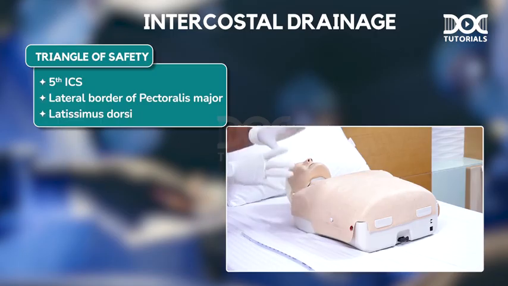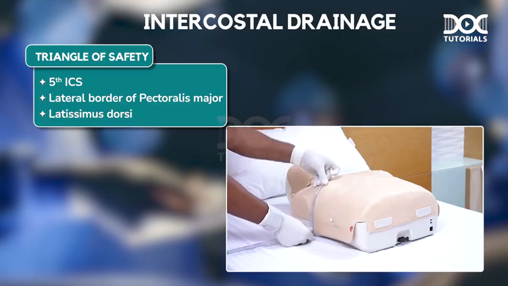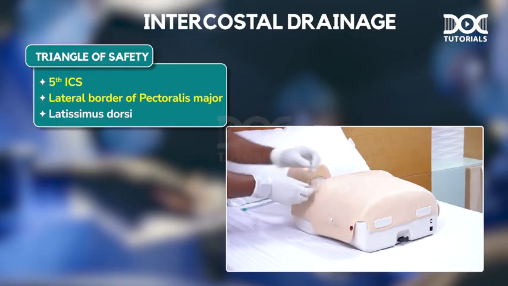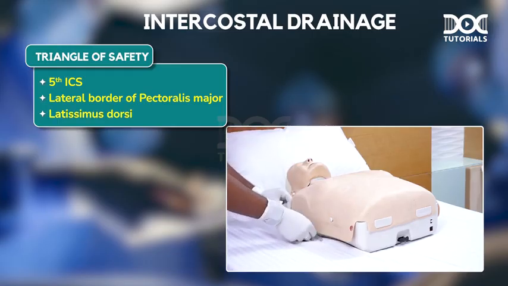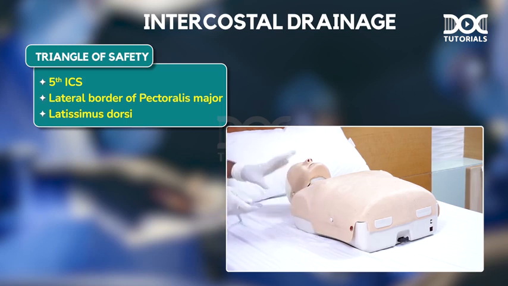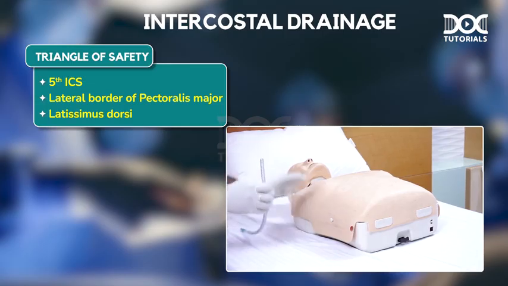So don't forget the three boundaries of the safety triangle of intercostal tube insertion. One boundary is at the level of the nipple, fifth intercostal space. Another at the lateral border of pectoralis major muscle. Another at the level of latissimus dorsi. So this is the triangle of safety. You can insert anywhere in this triangle of safety. Nothing will happen. No injury will happen to any of the important abdominal organs like the liver and all. So you can insert within this triangle of safety.